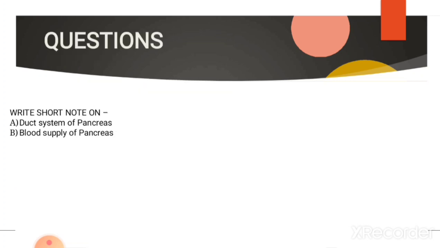Now the questions which can be asked in your exams related to this topic. First is write a short note on the duct system of the pancreas, and in this you have to mention the main and the accessory pancreatic duct, their opening, and their pattern of draining. The second question is the blood supply of the pancreas, in which you have to discuss the arterial as well as venous supply of the pancreas.